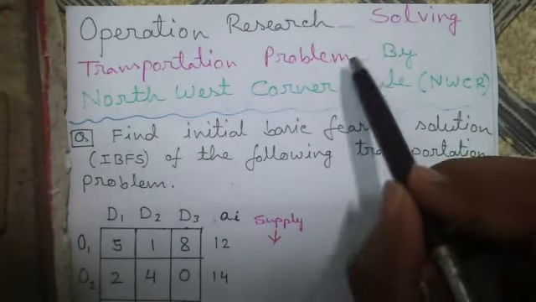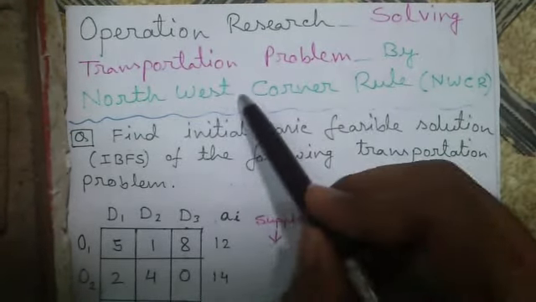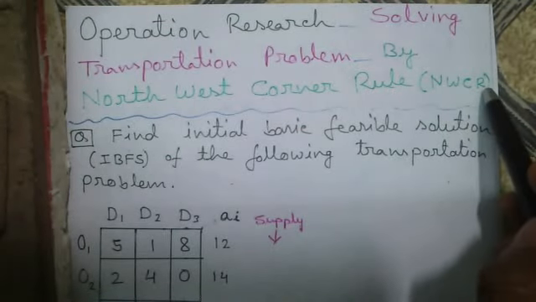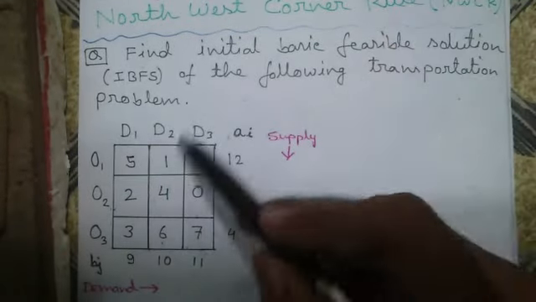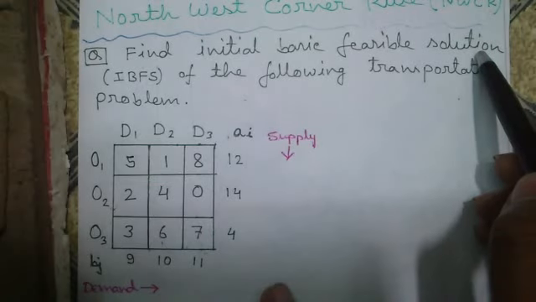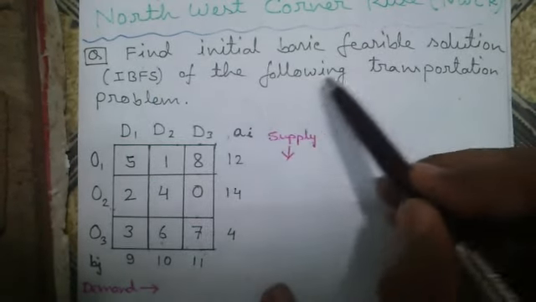I will tell you how to solve the transportation problem in operations research by a simple method called the northwest corner rule, or NWCR. Our question is to find the initial basic feasible solution, or IBFS, of the following transportation problem.